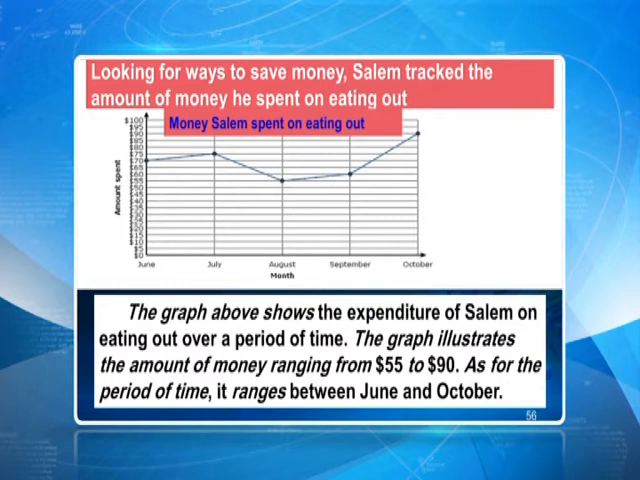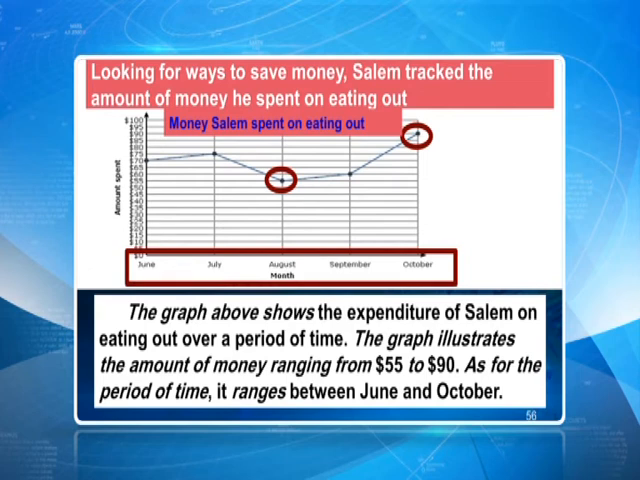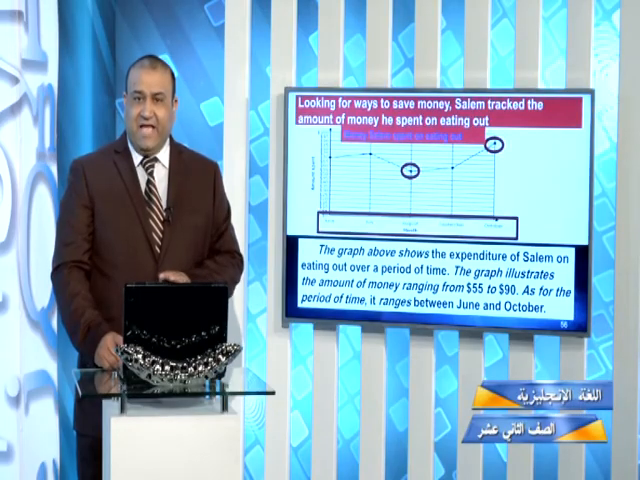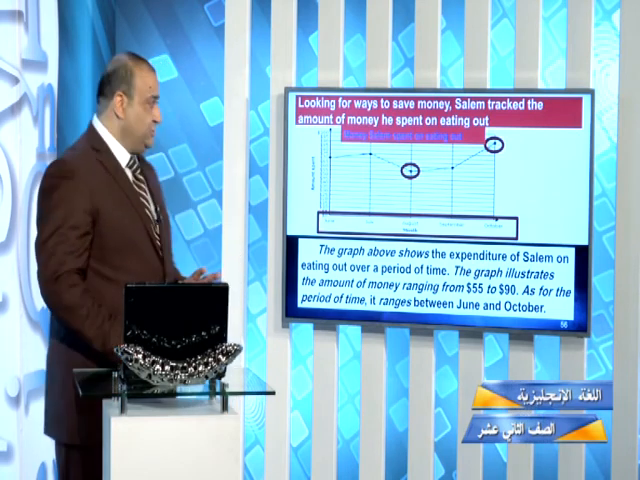The topic again: looking for ways to save money, Salim tracked the amount of money he spent on eating out. And I'll show you how committed I am to only describing in the introduction. This is my suggestion. The graph above shows the expenditure of Salim on eating out over a period of time. The graph illustrates the amount of money ranging from $50 to $90. As for the period of time, it ranges between June and October. As you can see here, I haven't analyzed anything. I'm just describing the chart.